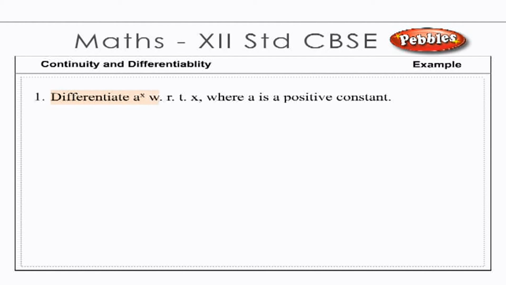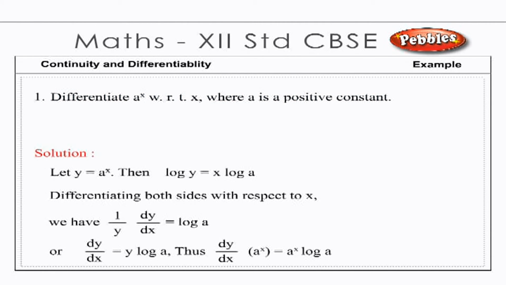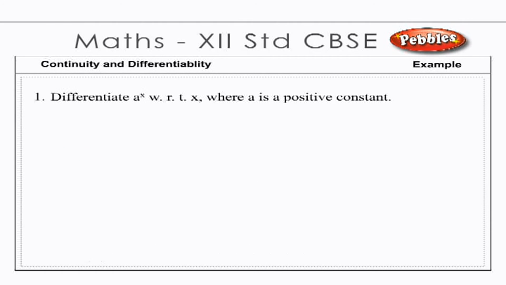Differentiate a power x with respect to x, where a is a positive constant. Solution. Let y is equal to a power x. Then log y is equal to x log a. Differentiating both sides with respect to x, we have 1 by y into dy by dx is equal to log a, or dy by dx is equal to y into log a. Thus, d by dx of a power x is equal to a power x into log a.